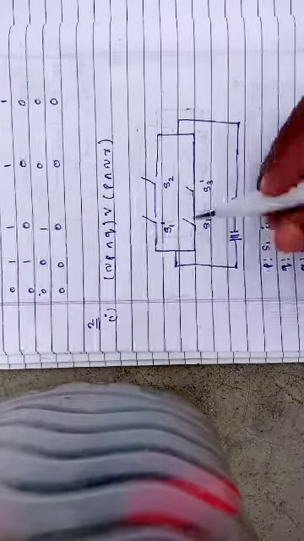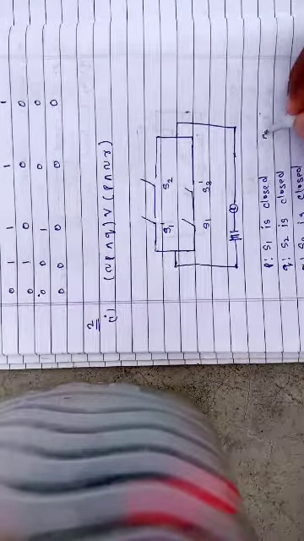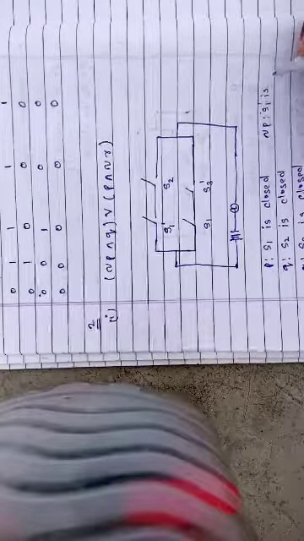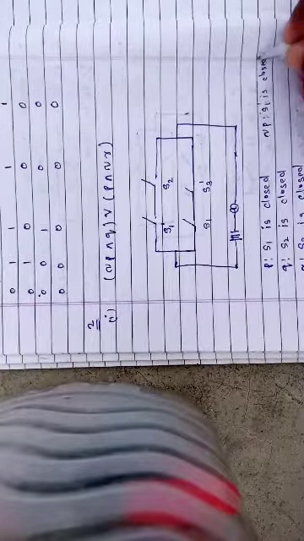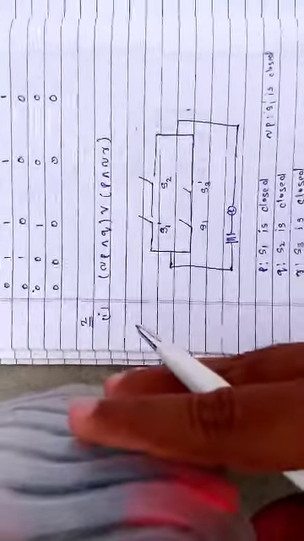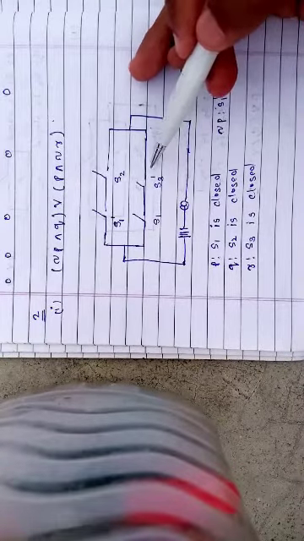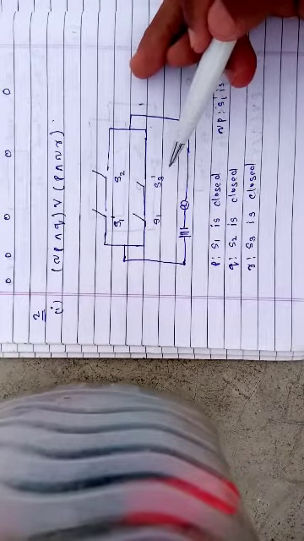Okay, now for the complement you can write negation P, this is S1 dash is closed. Okay, so this is the circuit diagram when the symbolic form is given and we have to write it in the form of a circuit. So this is the circuit diagram.